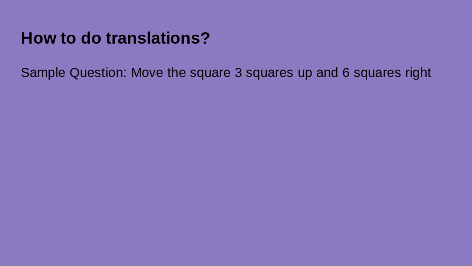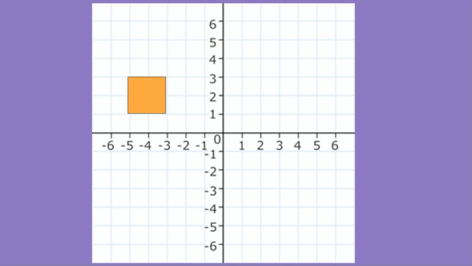How to do translations. We have a sample question here which says move the square 3 squares up and 6 squares right. So this is our square that we have to move 3 squares up and 6 squares to the right. If you want, you can pause the video and try to solve this on your own, but I will keep explaining it.